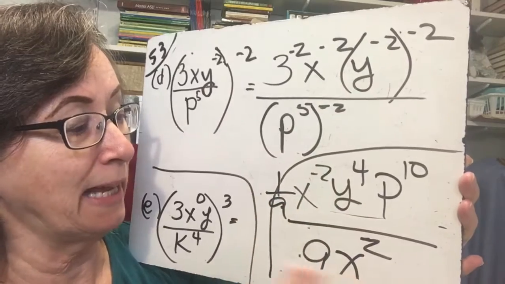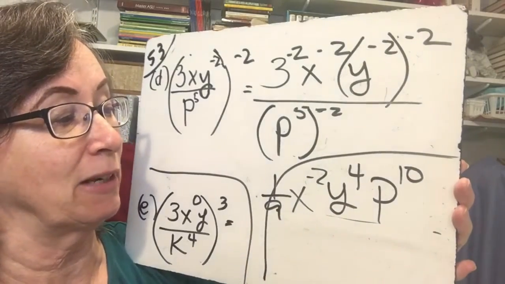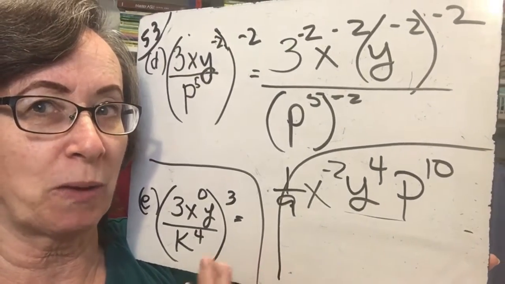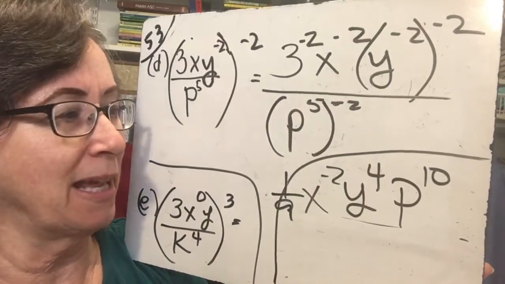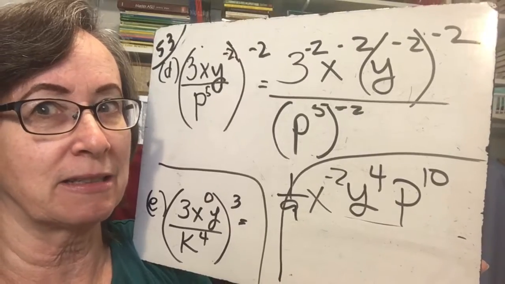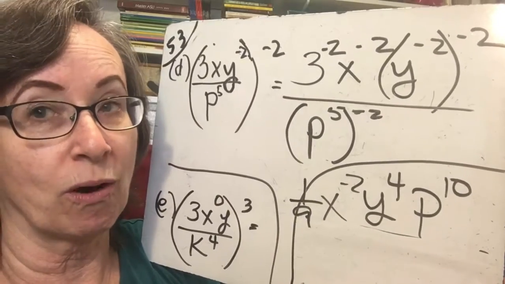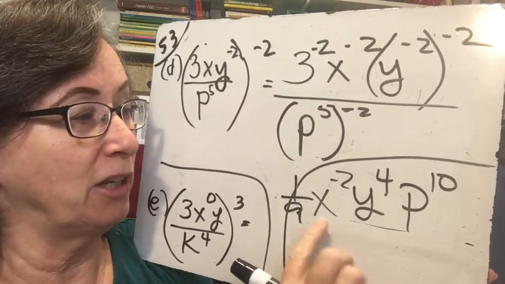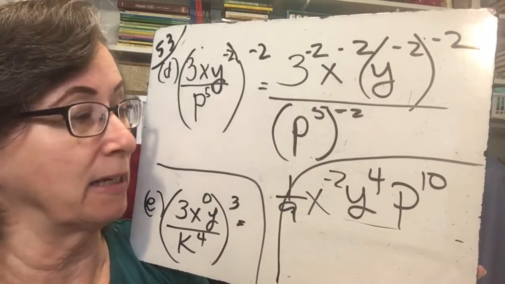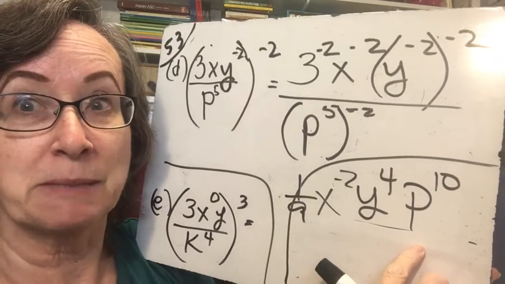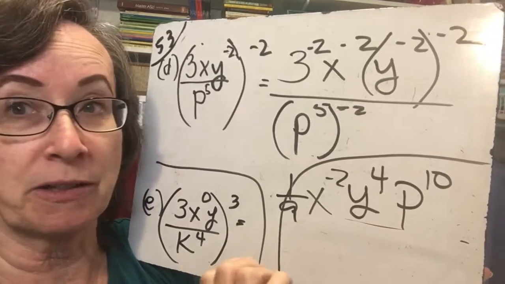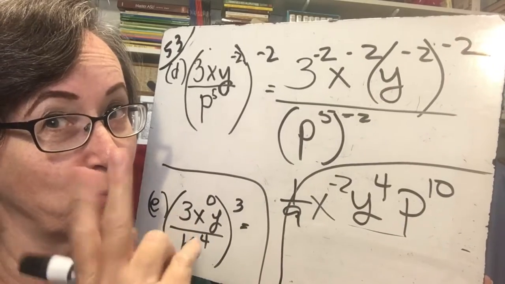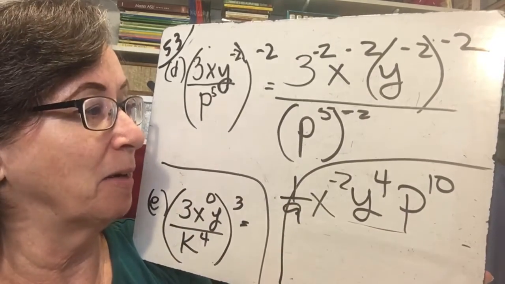Okay, so what I'm saying is the way they're leaving it in the book is an intermediate step that they're doing just while they're teaching you this concept. That's not the way you would leave it on a test or on a homework. You would go ahead and finish it up, and you would follow the rules that were stated, either all variables in the numerator, or all exponents positive. Those are the two rules that you're going to see most often.